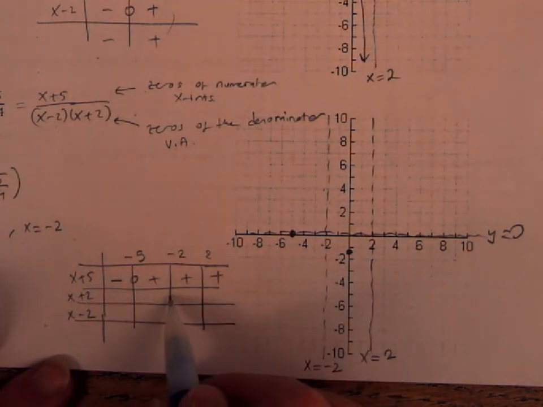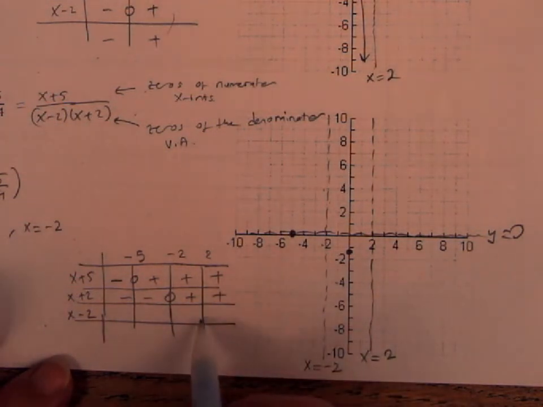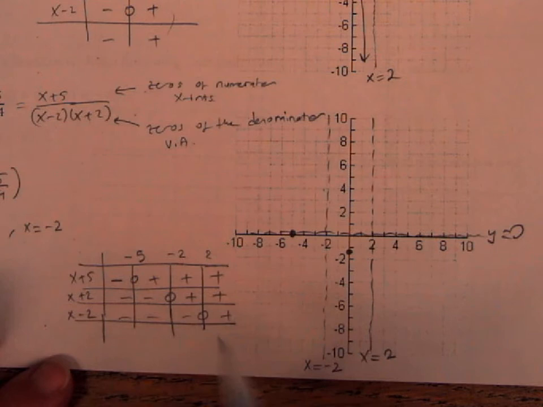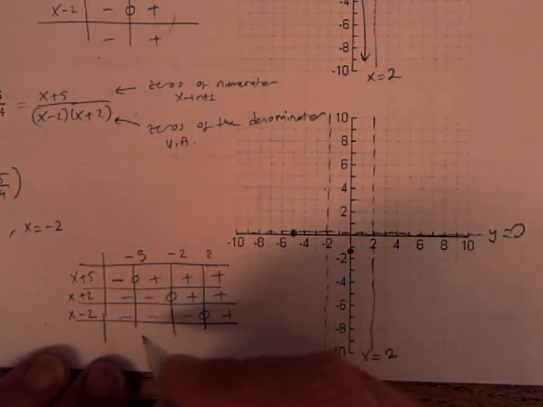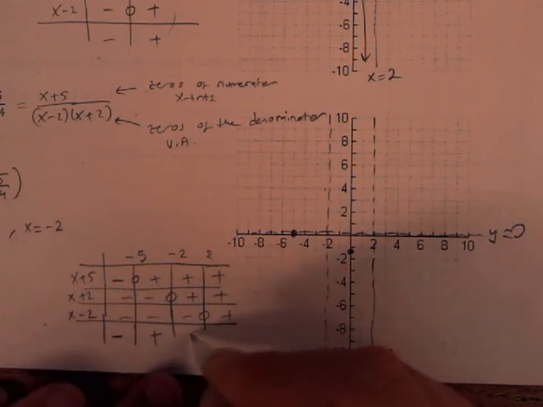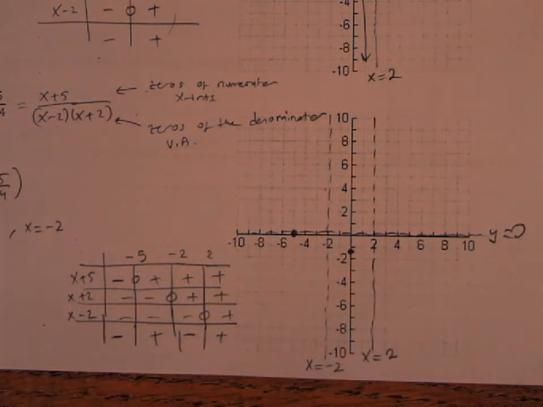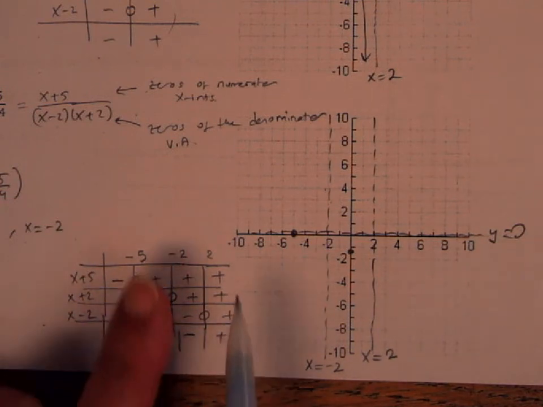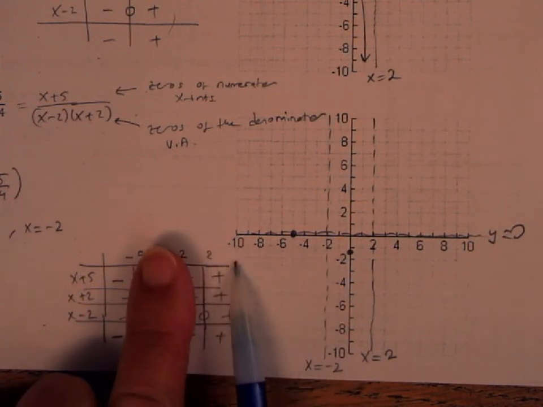X plus 2 is 0 at negative 2, negative before and positive after. X minus 2 is 0 at 2, negative before, positive after. So now finish the factor table: negative, positive, negative and positive. Okay, I'm going to start from the very right side. When x is greater than 2, f of x is positive.